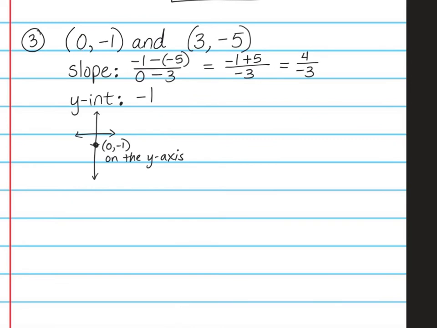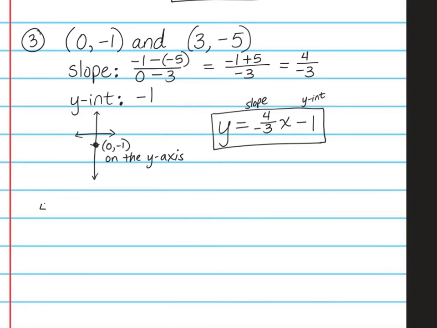So now we're ready to write our answer. Y equals, remember my slope goes first. My slope is 4 over -3. Don't forget your x. And then our y-intercept goes next. My y-intercept is -1, so -1. So this is the equation for this problem.